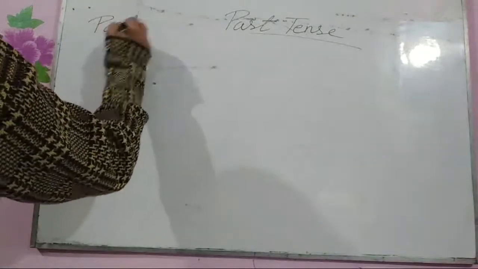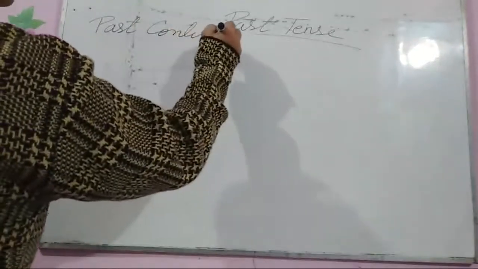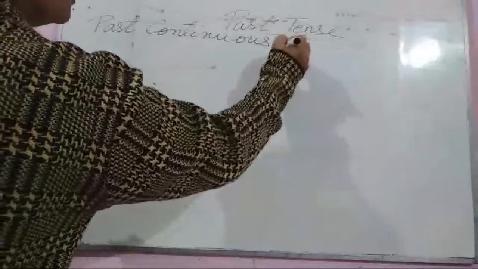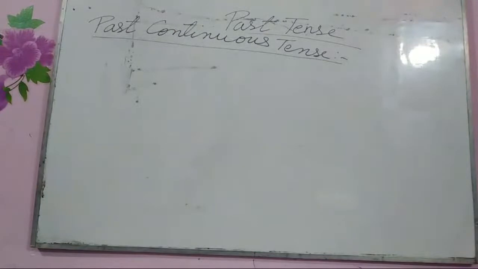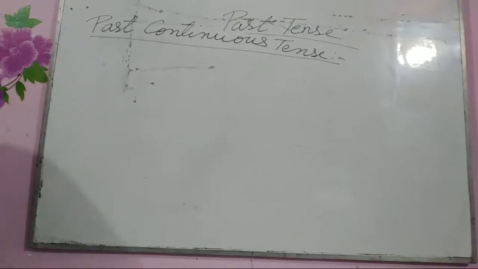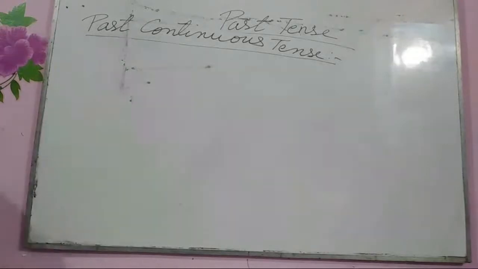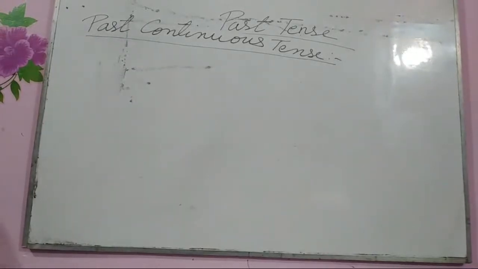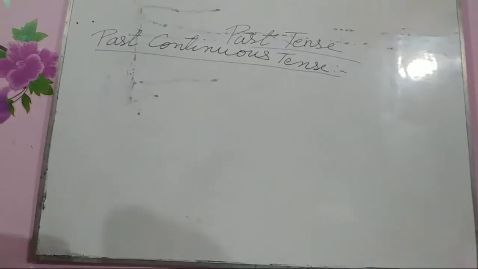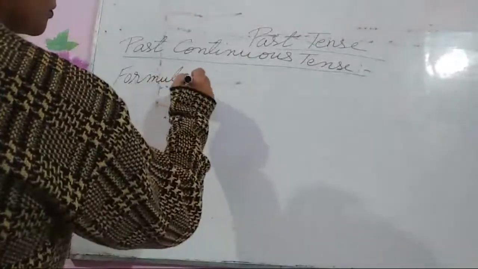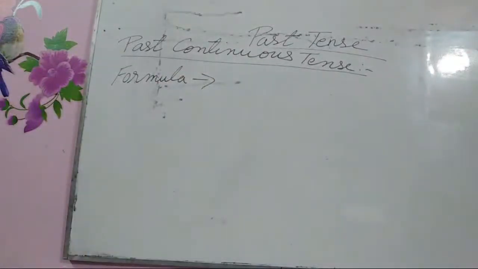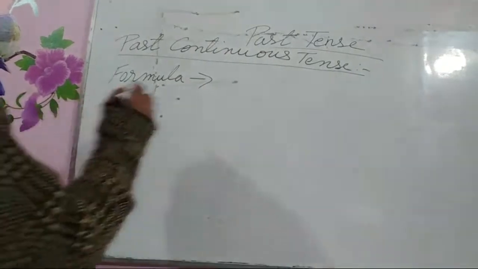Now this is your past continuous tense. Past continuous tense, students, is used to express an action begun and continuing in the past time. Let's see the formula for it. Formula for past continuous, let's see.